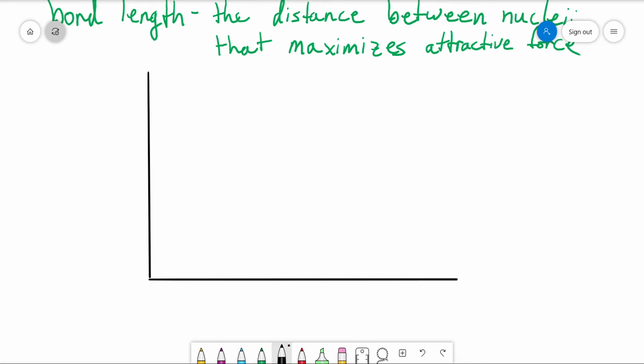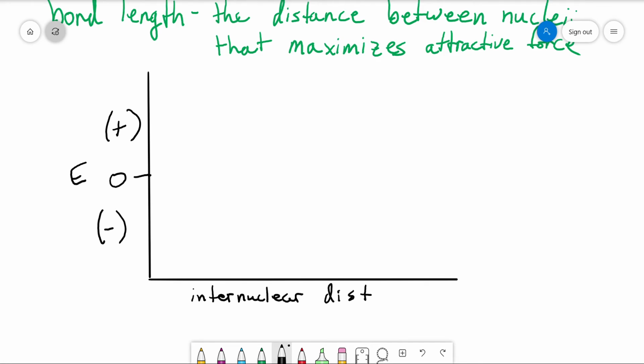And on the y-axis, I'm going to have energy. And in the middle, it's going to be kind of weird. In the middle, it's going to be 0. So 0 energy is in the middle, and positive energy at the top, negative energy at the bottom. Okay. And along the x-axis, we're going to have internuclear distance. That is to say, the distance between the two nuclei that we're trying to bond together.